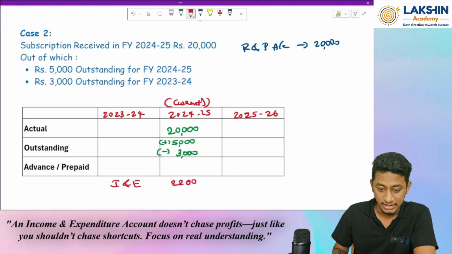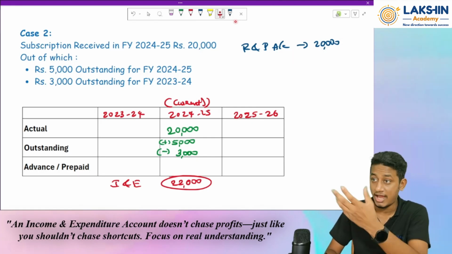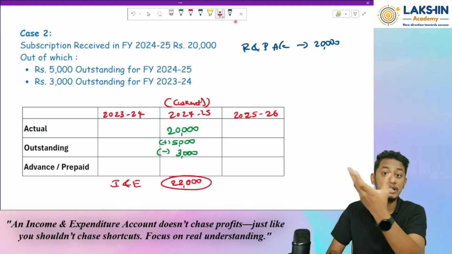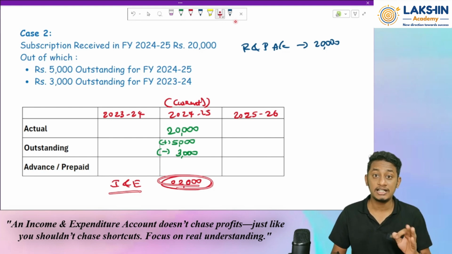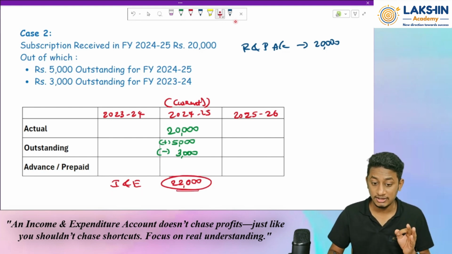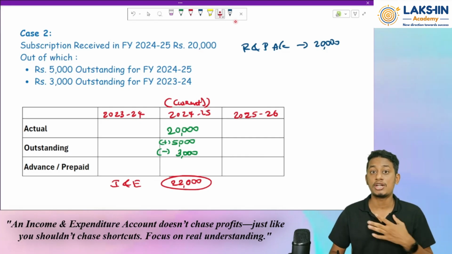So rupees 22,000 will be taken to my income and expenditure account. So what do I mean by this? See, for my receipts and payments account, I have taken 20,000 rupees over here because it was actually received by me in cash. But whereas my income and expenditure account, this amount is not considered yet. This is the income that belongs to this financial year. Clear? Okay. Now going further.